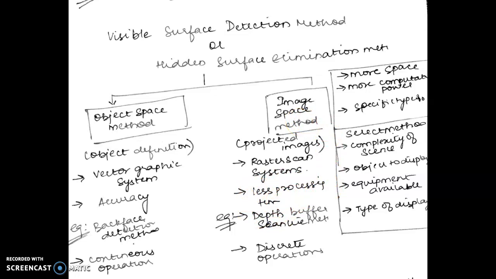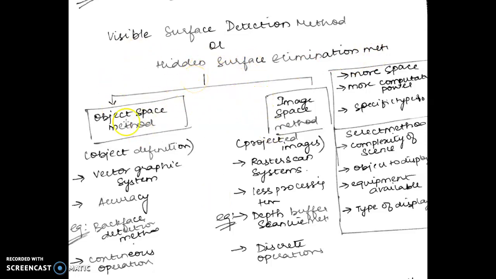In the object space method we have examples like the back face detection method, and in the image space method we have the depth buffer algorithm, which is also known as the Z buffer algorithm. We will be seeing what Z buffer, depth buffer, back face detection method and scan line method are shortly in the upcoming videos. The object space method is done for continuous operations, and the image space method is done for discrete operations. So in hidden surface elimination we have two types: one is object space, another is image space.